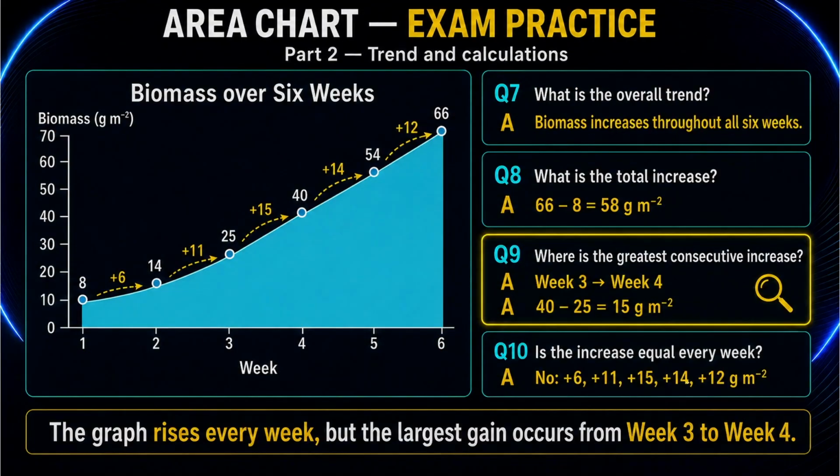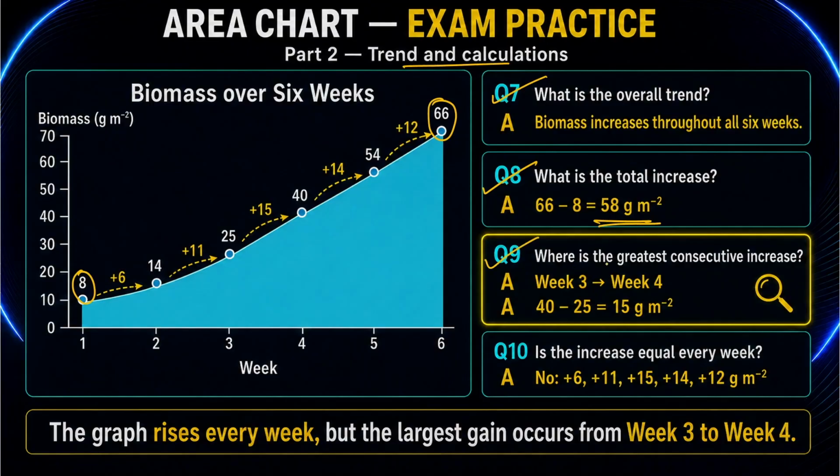Now let's explore the trend and calculation questions. Question 7. What is the overall trend? Biomass increases throughout all 6 weeks. Question 8. What is the total increase? For that, subtract the first value from the last value. 66 minus 8 equals 58 grams per square meter.